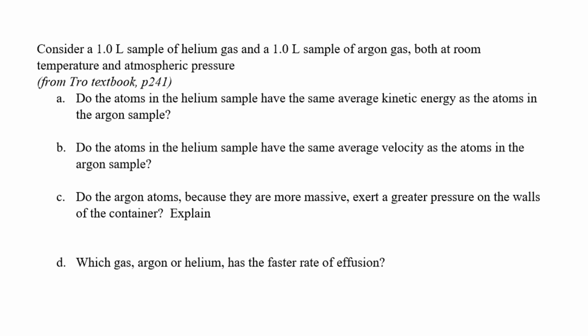So we've got 2 samples again. You've got a liter of helium, you've got a liter of argon. They're both at room temperature. I'm going to call that 21 degrees. And atmospheric pressure, so they're both 1 atmosphere. Let's compare the kinetic energy. Well, if they've got the same temp, they've got the same average kinetic energy. So the kinetic energy is going to be the same, but they won't necessarily have the same velocity.